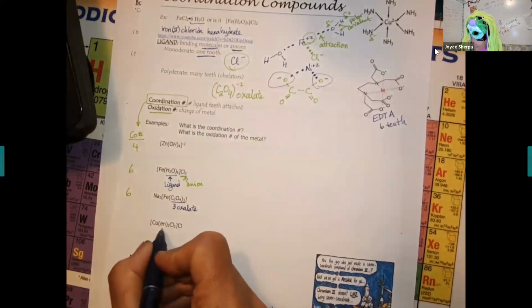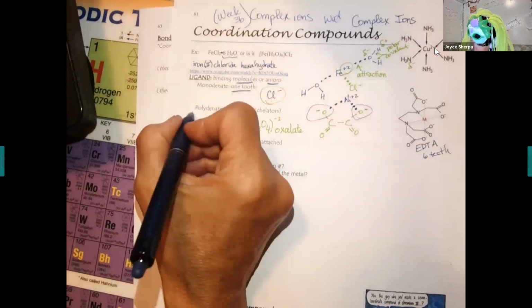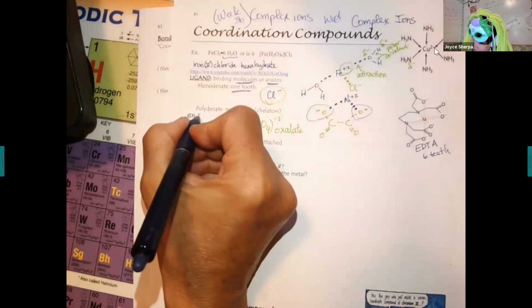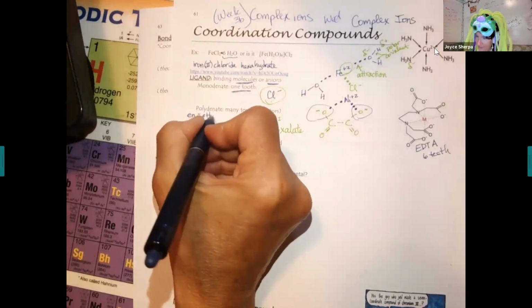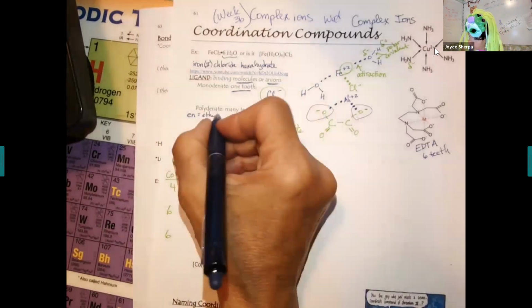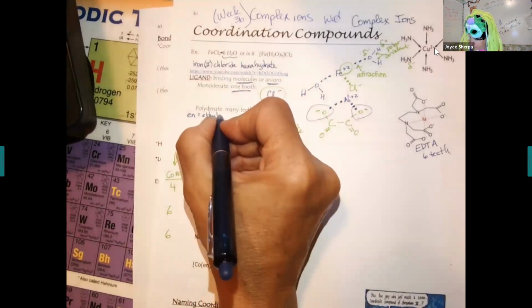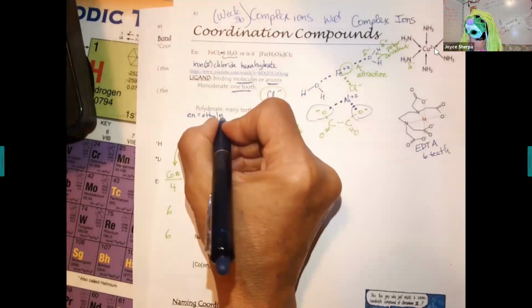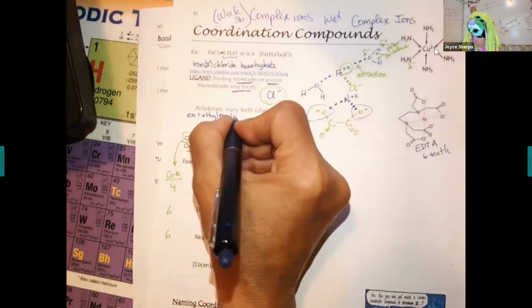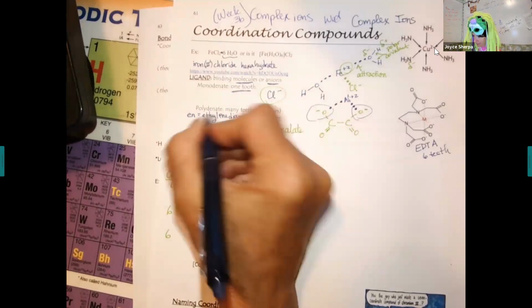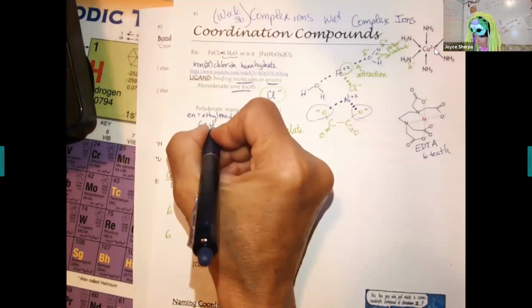I think we get to draw this eventually. All right, the EN, let's put it under polydentate. EN stands for ethylene diamine. Everybody just writes EN when we're writing the formula. Ethylene diamine. It also has 2 teeth.